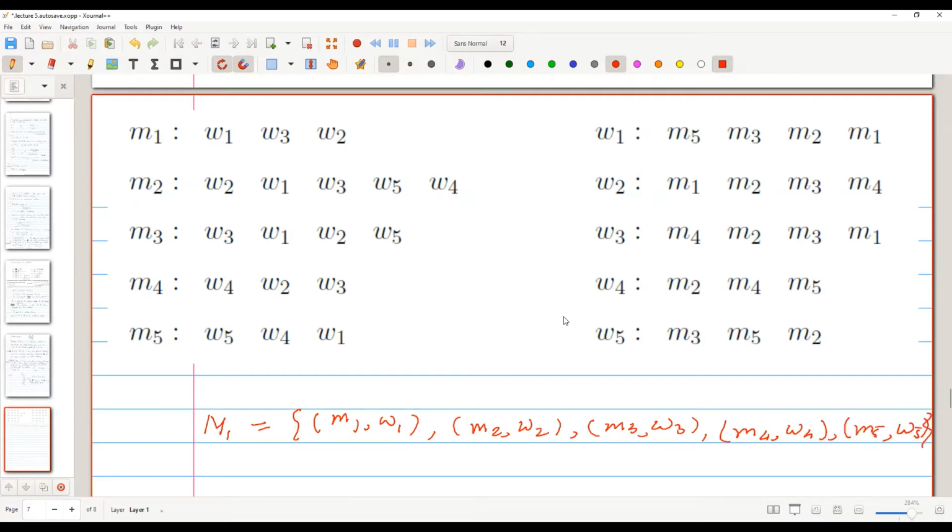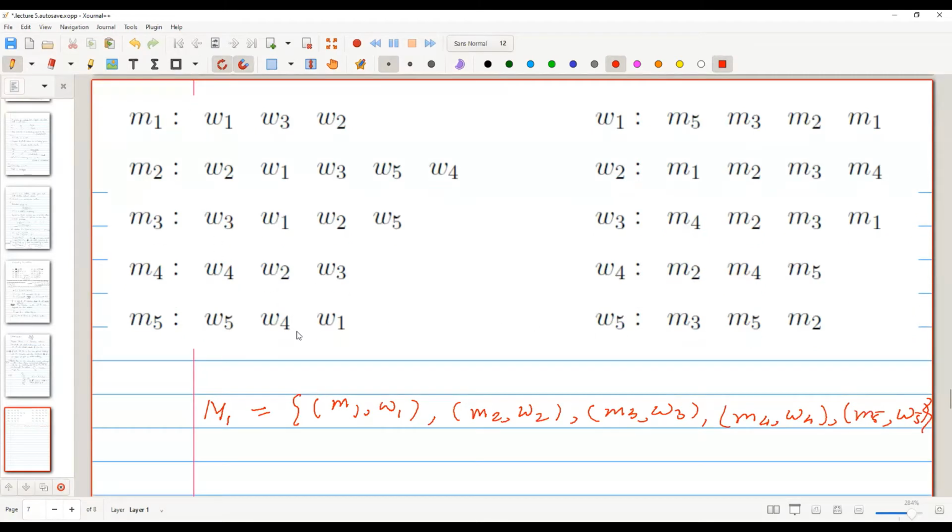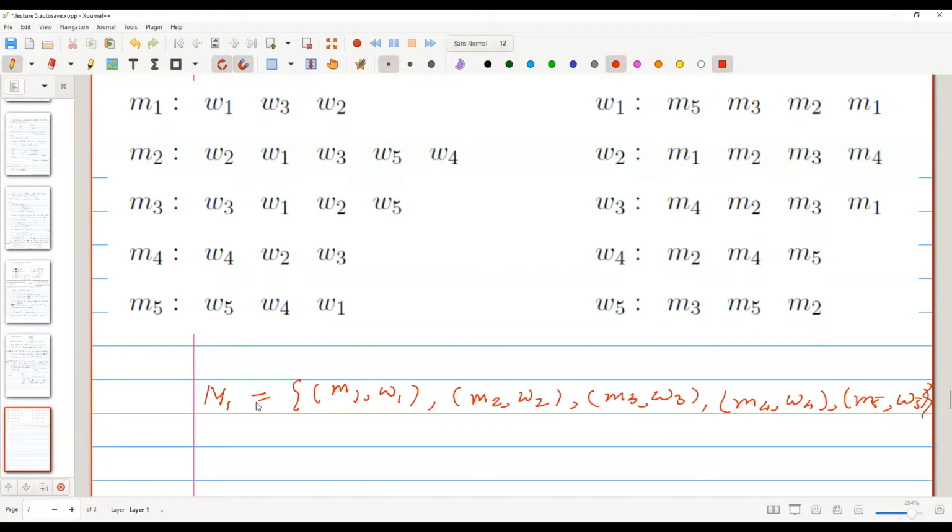So maybe Shubham can start. You can try to find the rotations that are exposed in this particular matching. So let's call it rho 1. Since it is not a woman optimal matching, that means there exists at least one rotation. So you can start.